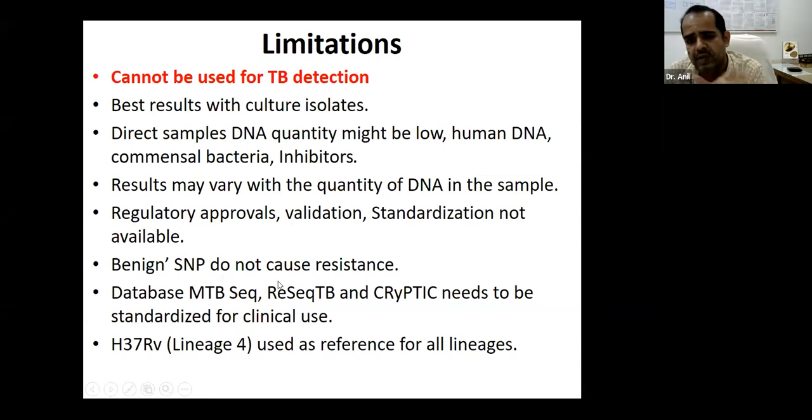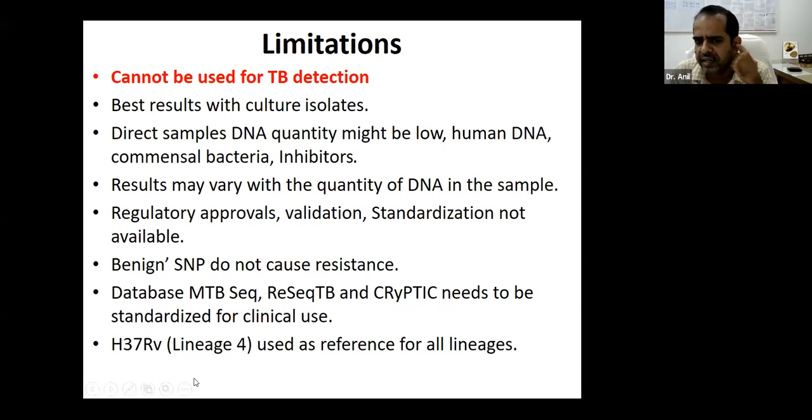Benign SNPs will not cause resistance, so overcalling of variants will cause over-reporting of resistance. You have to have a very sound bioinformatics person, a molecular biologist, to identify the mutation and tell us with good confidence that this is associated with resistance. There are different databases, and these databases need to be standardized for clinical use. They have to come up with a single database all over the world which tells you exactly whether it is associated with resistance or not. So there should not be any ambiguity whether it can be reported as resistance or cannot be.